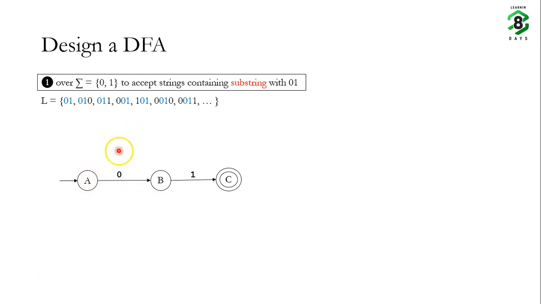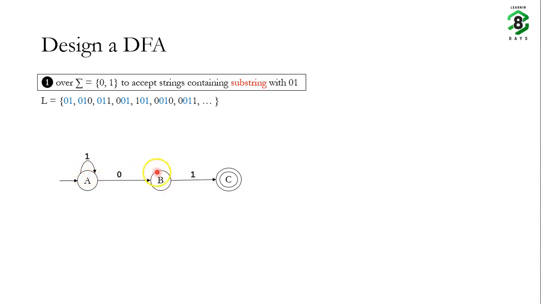So that means the first symbol that I come across is 1, which is similar to a case like this here. Now if I get a 1 initially, I should wait in state A, isn't it? I should keep waiting in state A till I get a 0 so that I could go to B. So as I get 1 in state A, I will keep waiting in state A.